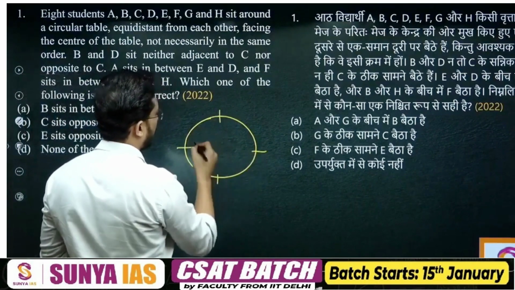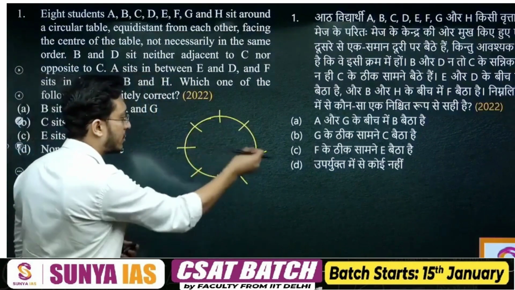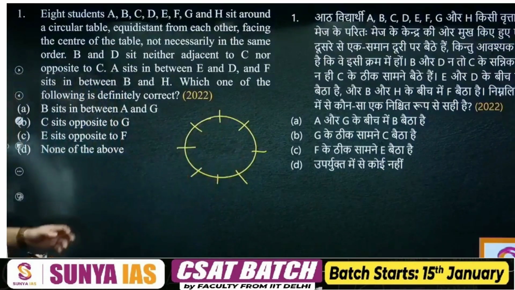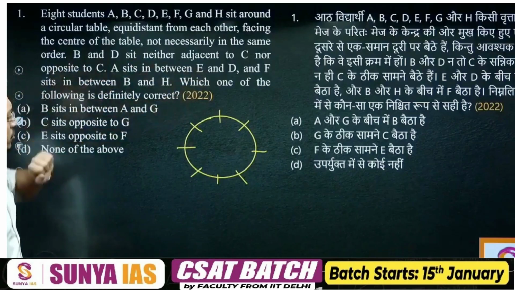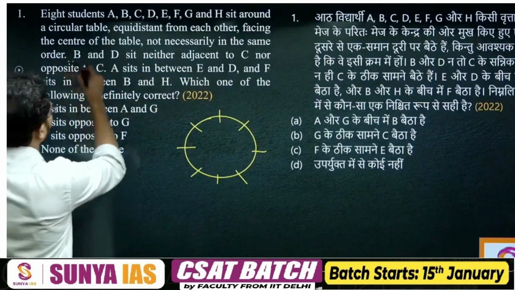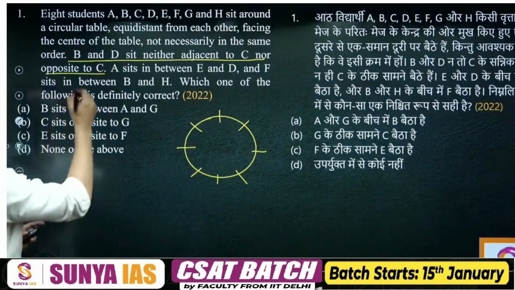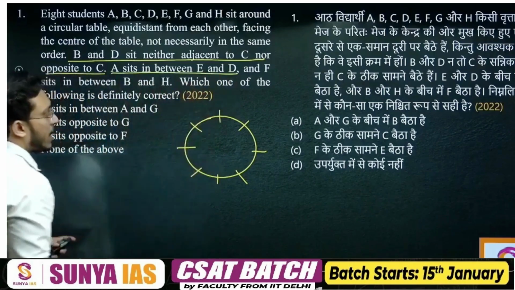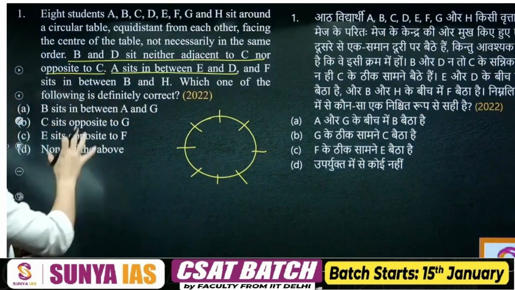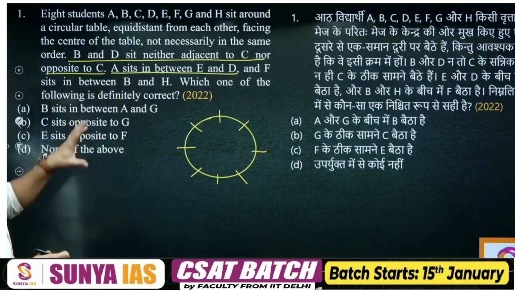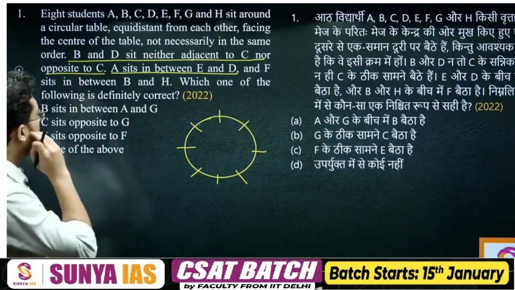First thing is, let's make 8 positions for these 8 people to sit, and it is given that all of them are facing towards the center. B and D sit neither adjacent to C nor opposite to C. So we don't know where B and D are sitting, but it is for sure that they are not adjacent, neither opposite to C. A sits between D and E. F sits between B and H. So only this much information is given, and based on this we need to find out which of the following is definitely correct.